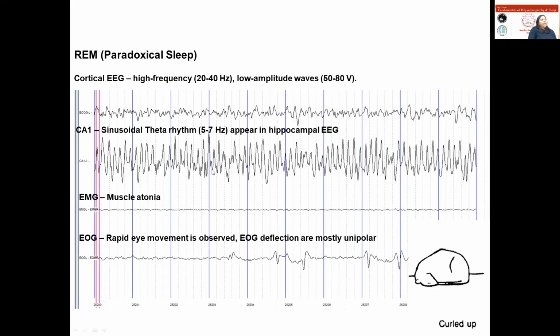In the rapid eye movement or paradoxical sleep stage, we see high frequency, low amplitude waves in cortical EEG, and we also observe REM theta in the hippocampal depth electrode. EMG electrodes show muscle atonia, and EOG electrodes show rapid eye movement. It also shows a very characteristic curled up position in REM sleep.